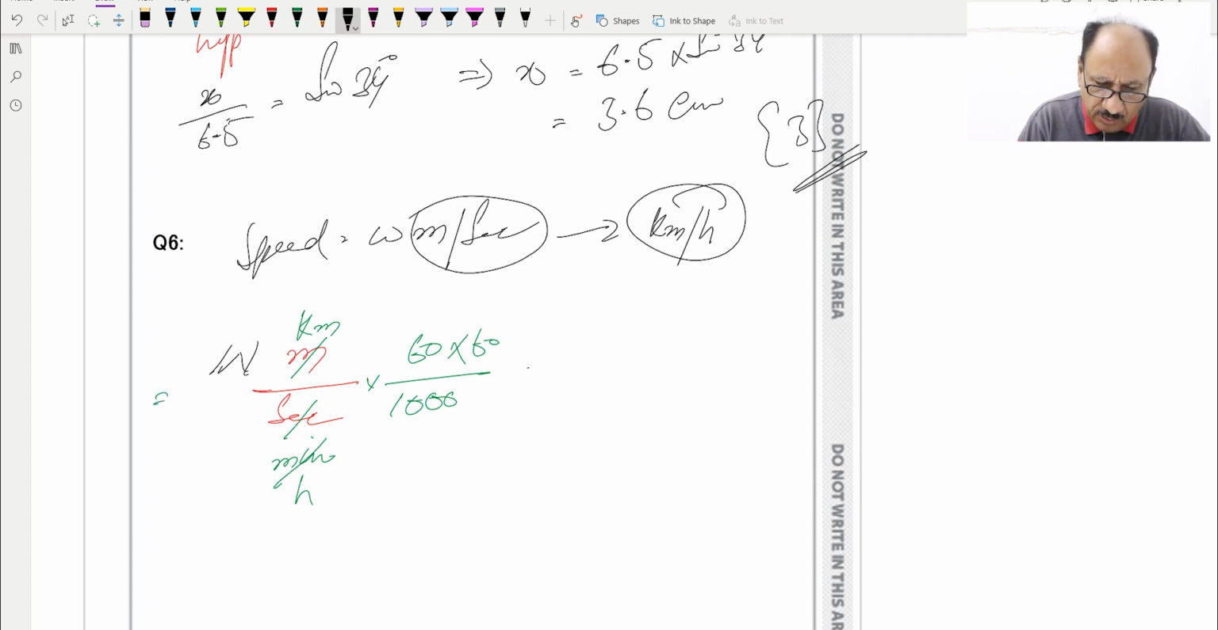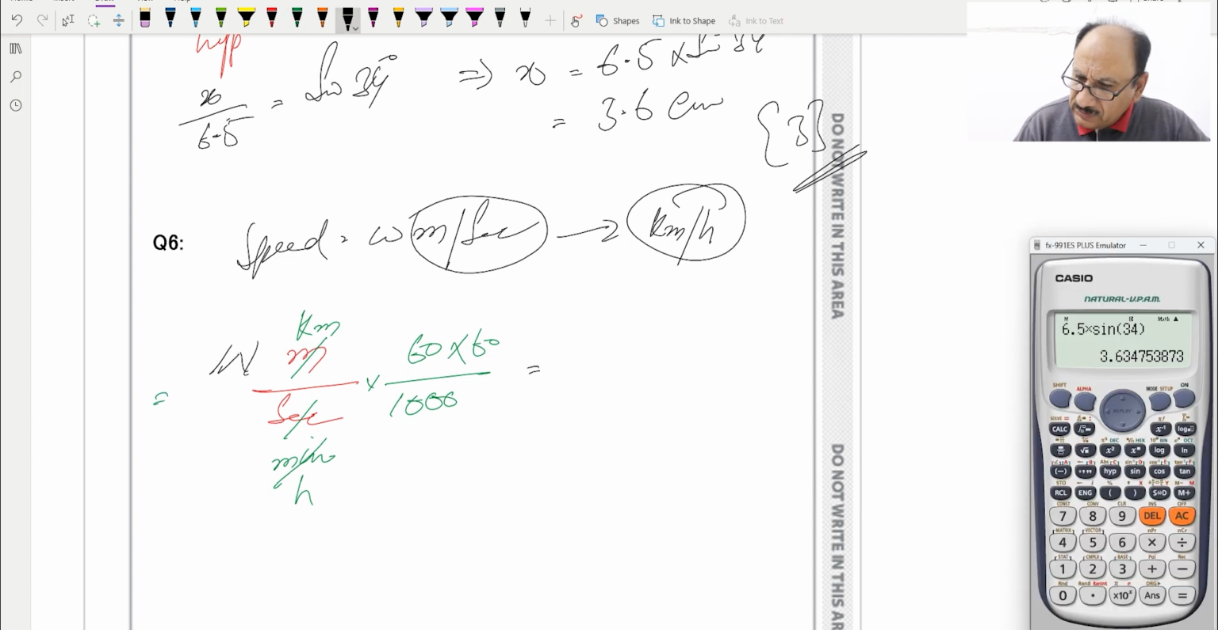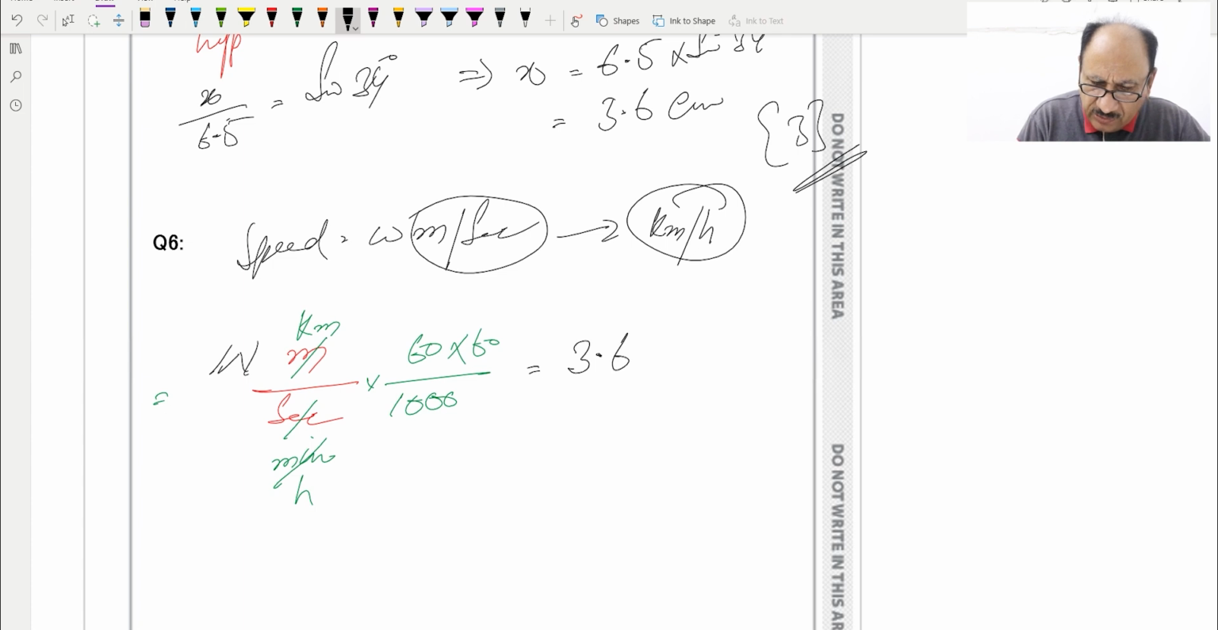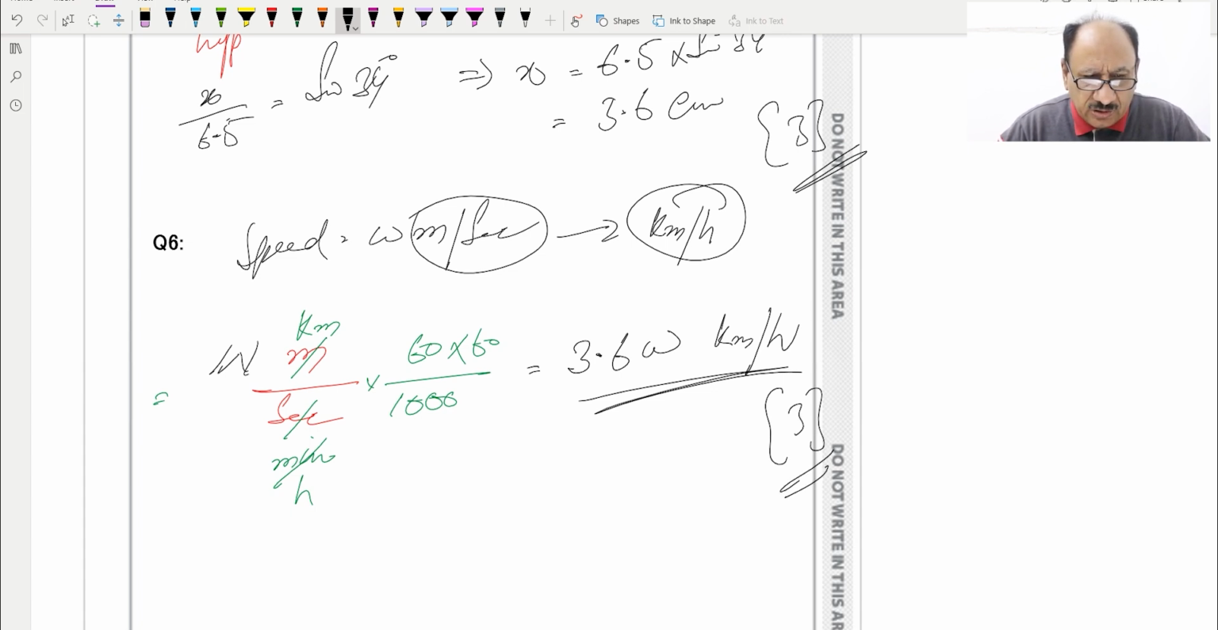This will be equal to 60 into 60 multiplied by 60 and divided by 1000, and this is equal to 3.6, so we can write 3.6 W, and this is in kilometers per hour, and this is how we can change this, and this is also 3 marks per question. Question number 6 we have done.